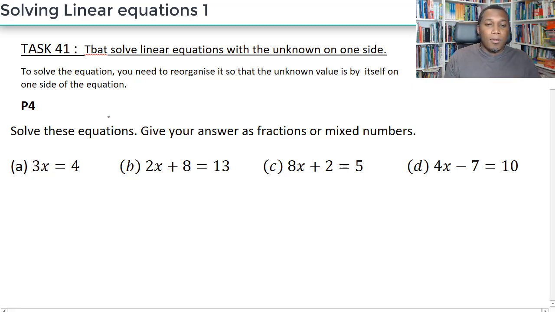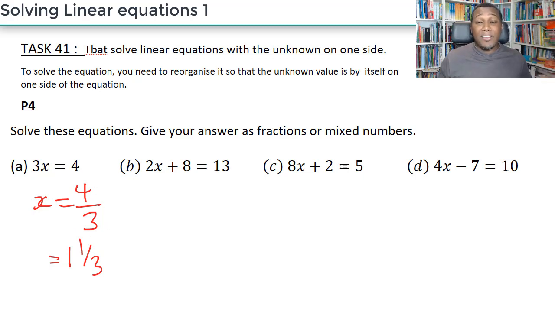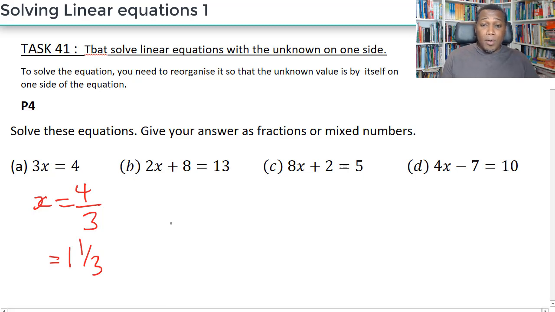Right. First one, 3x equals 4. X is being multiplied by 3. Multiplied by 3 on one side is divided by 3 on the other. X is 4 on 3. Done. That's it. I don't need to make it 1 and 1/3. How many 3s are in 4? 1 remainder, 1 out of 3. Don't need to do that. Get used to top-heavy fractions. It'll make your life easier in an exam. Right, next one.